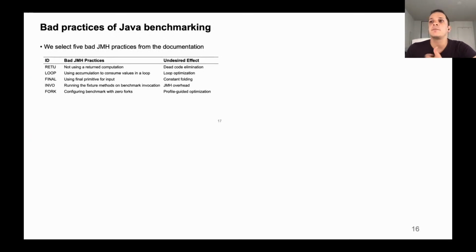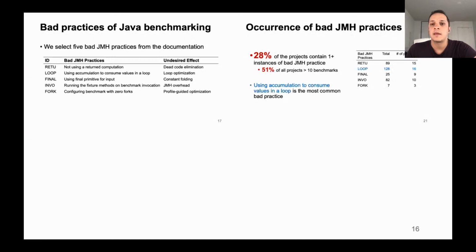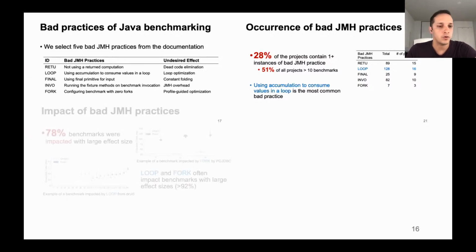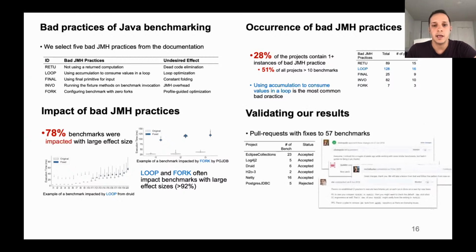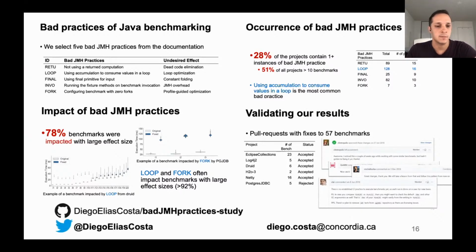To summarize, we studied these bad practices, 5 of them that we selected from the documentation. We found that they are prevalent, so they occur in quite a substantial share of the projects we investigated. They impact the benchmark results greatly, and we validated our results by actually contributing to those open source projects. All the data is available. You can hit me on Twitter, and I'm now at Concordia University, and I'm glad to answer any questions.